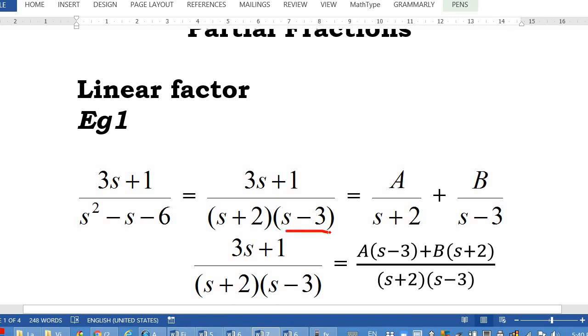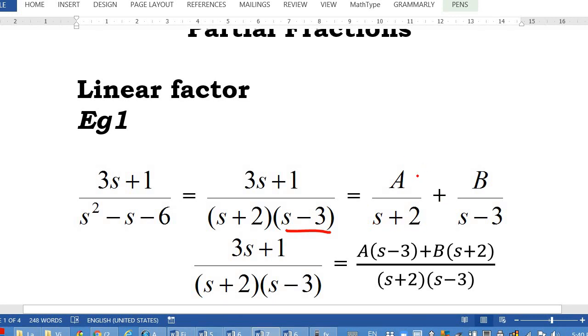Okay, for the second linear term, we have plus B over (s − 3). So our task is actually to obtain what A and B are. It means that from the initial fraction, we break it into two fractions where we can easily do the inverse Laplace transform.